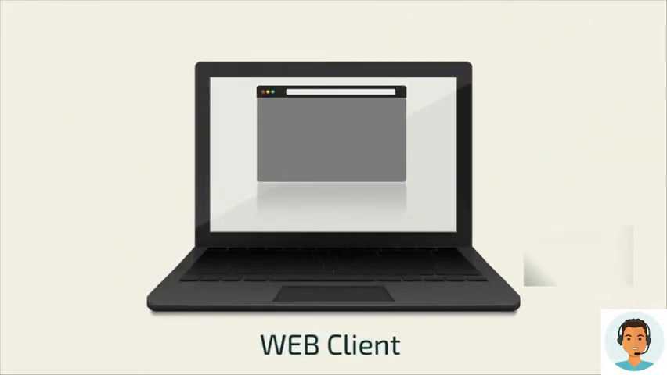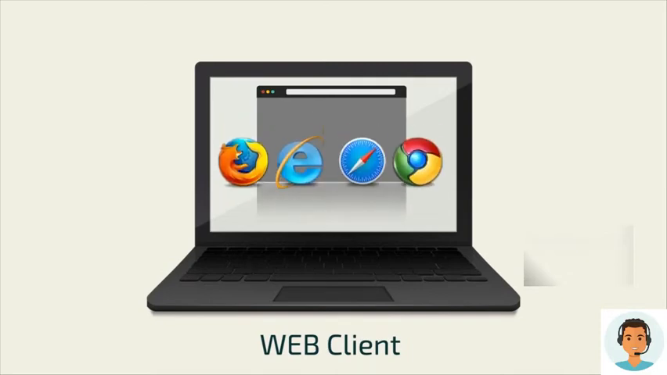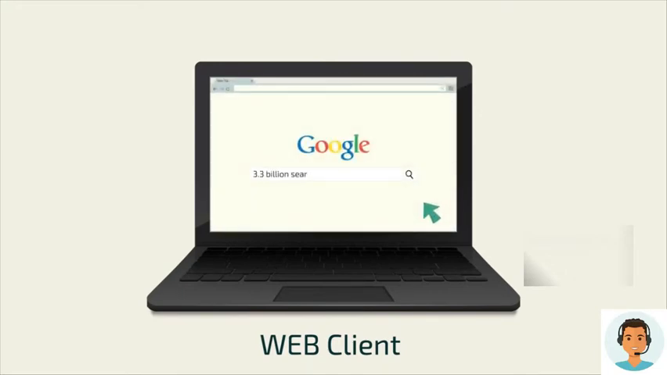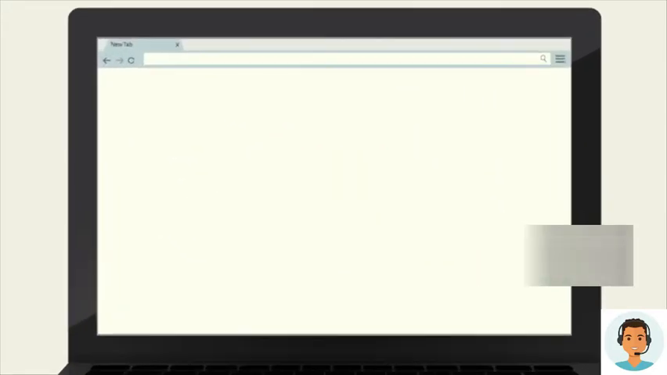The web browser is a software program to access information from the web. For example, Firefox, Internet Explorer, Safari, Chrome, etc. In a day, 3.3 billion searches happen on Google. Let's see exactly what happens when you type www.google.com and click enter on your web browser.